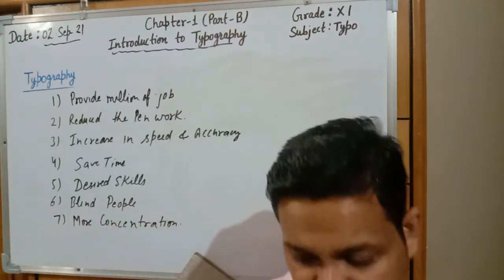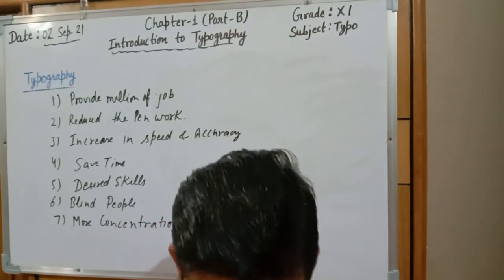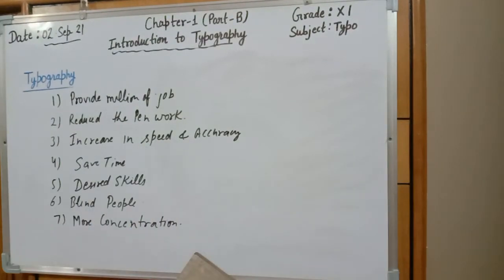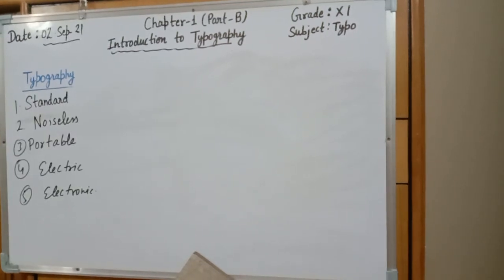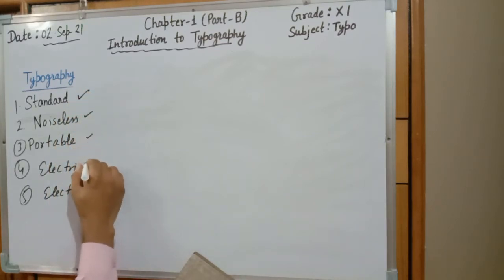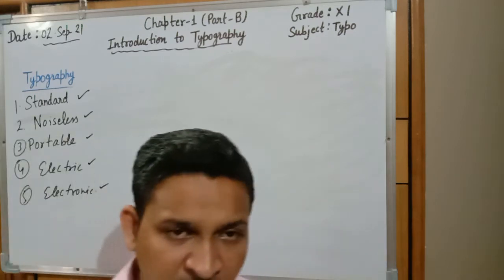So these are the basic importance of typewriter technology. Due to that, it is mandatory to use the technology. Next topic is related to the categories of typewriters. Typewriters are categorized in 5 categories. First one is standard, second noiseless, third is portable, fourth is electric, fifth one is electronic typewriter.